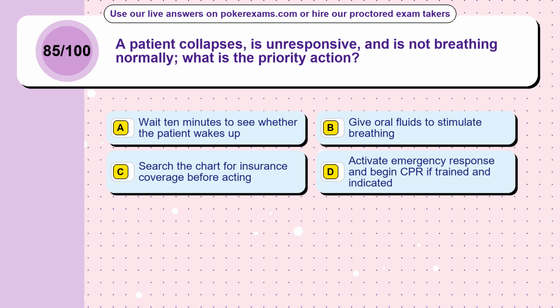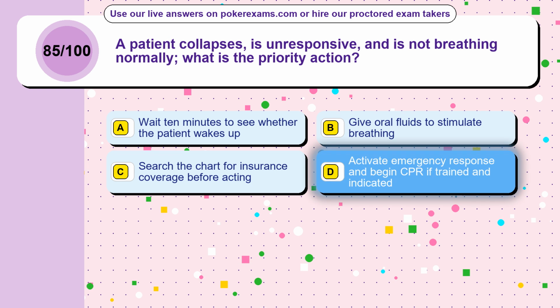Question 85. A patient collapses, is unresponsive, and is not breathing normally. What is the priority action? Option A. Wait 10 minutes to see whether the patient wakes up. Option B. Give oral fluids to stimulate breathing. Option C. Search the chart for insurance coverage before acting. Option D. Activate emergency response and begin CPR if trained and indicated. The correct answer is option D.